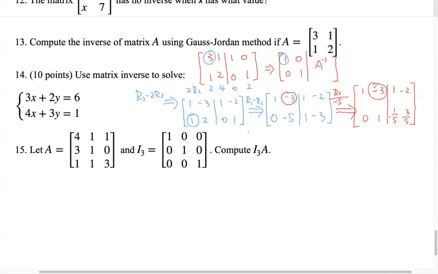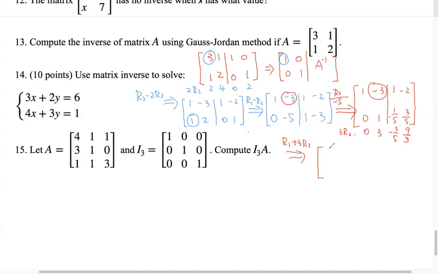Now let's change this one to be 0. So we do R1 plus 3R2. We build 3R2: we get 0, we get 3, negative 3 over 5, and we get 9 over 5. So our row operation is R1 plus that.